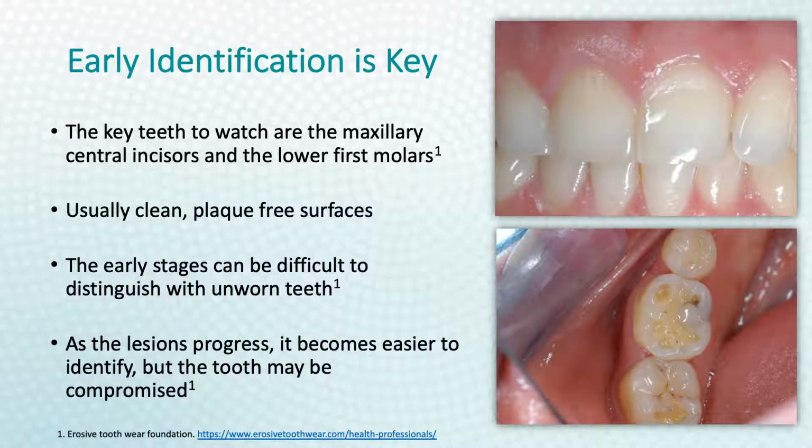Erosive tooth wear can occur on all tooth surfaces. The key teeth are the buccal surfaces of the central incisors and the occlusal surfaces of the mandibular molars. The teeth are clean and plaque-free, and early signs are difficult to distinguish with unworn teeth. But as the condition progresses, it's easier to diagnose. The earlier you can diagnose a condition and start prevention, the better. So recording erosive tooth wear in every patient helps to stop severe levels of wear developing.